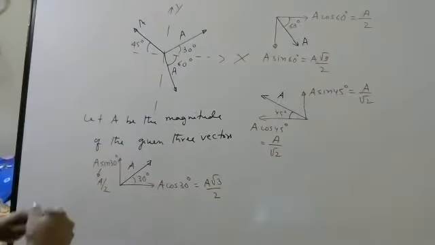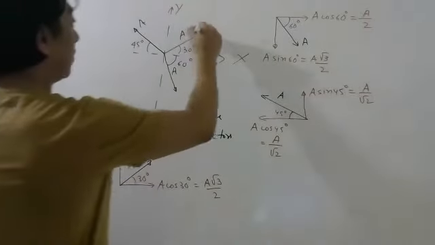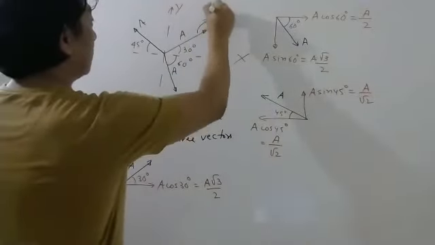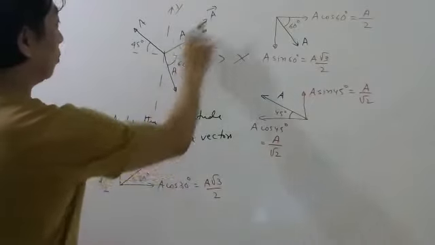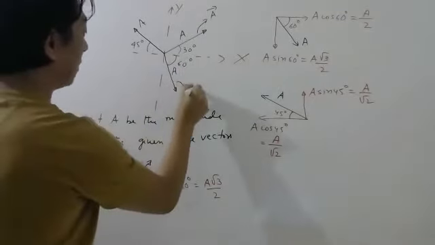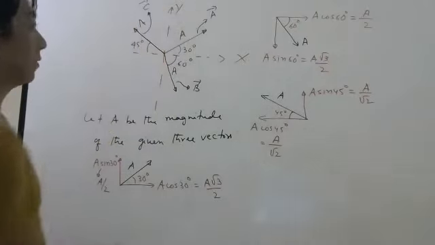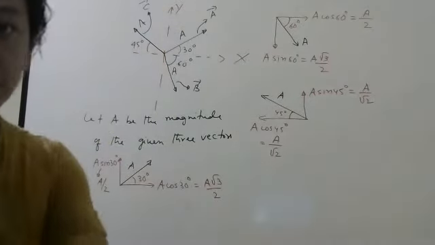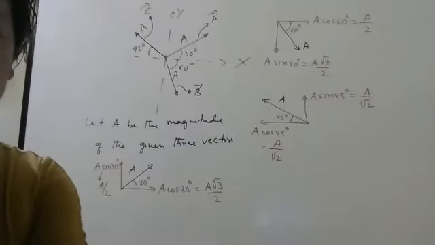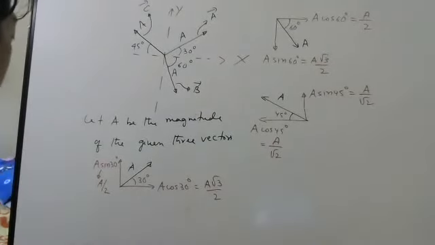So one thing we can do, let us call this vector A bar. Let us call, this is your OA bar. Let us call this vector B bar. And let us call this vector C bar, for simplicity. Okay. And let us write the components.